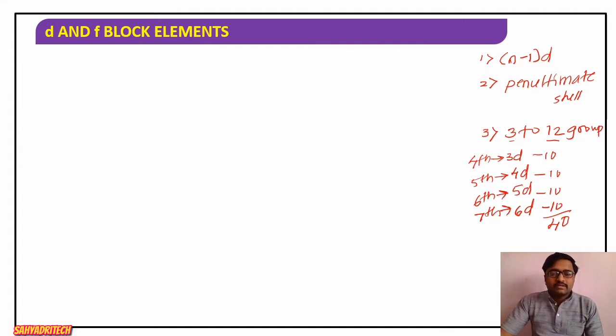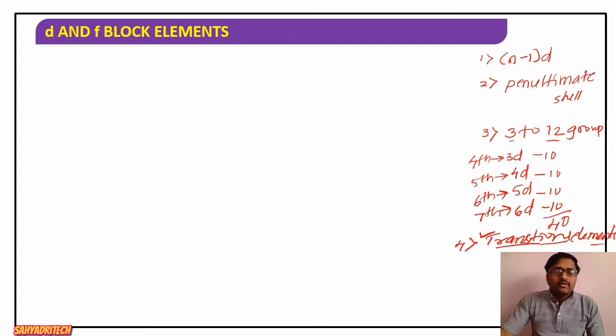Further we said that these D block elements are also called transition elements. Why are they called transition elements? The properties of D block elements are transitory as compared to the properties of S block and P block elements. Hence, they are named transition elements.